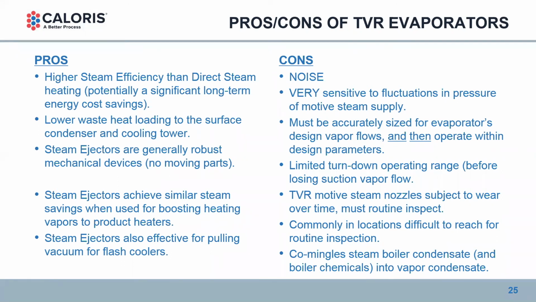TVRs really need a constant steam pressure supply in order to perform to their design. And on that point, they must also be properly designed for the vapor flows that are required by the evaporator, and then they have to operate there. There's a limited turn down range on a TVR evaporator. If you start backing off on the steam pressure too much, again, it suddenly loses the suction flow and starts to behave like a direct steam heated evaporator.